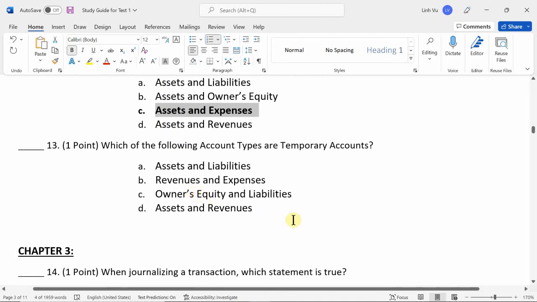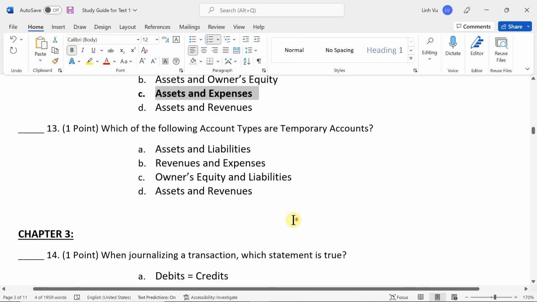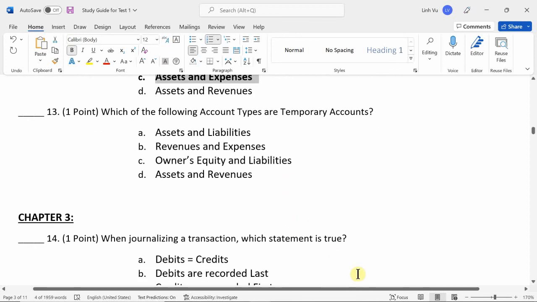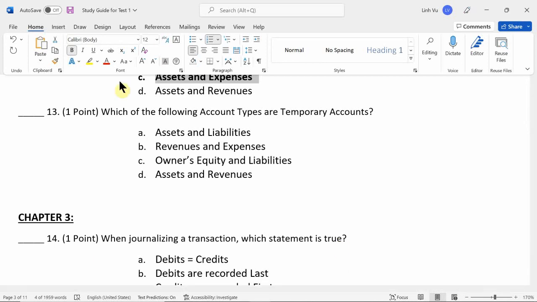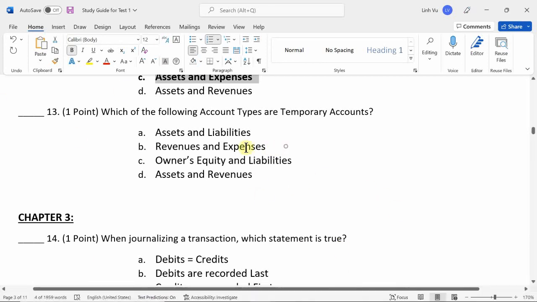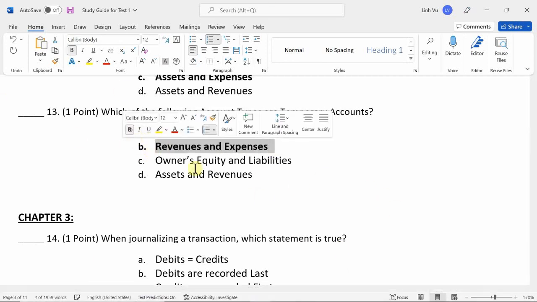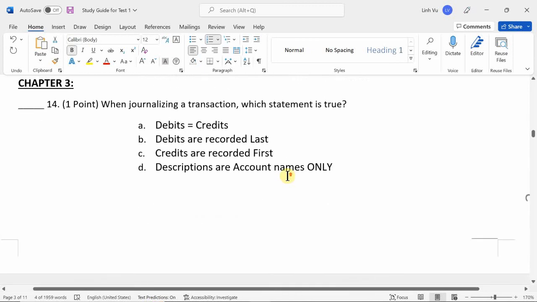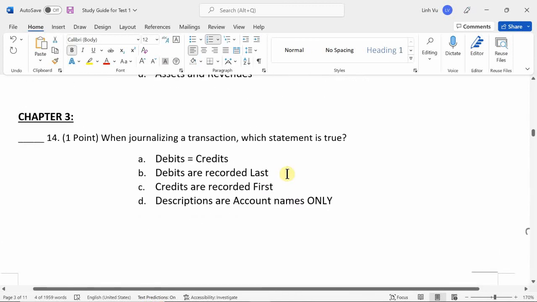Number 13. Which of the following account types are temporary accounts? Revenue and expenses. Revenue and expenses. Good job. Okay. Now we're moving into chapter 3. Okay. When journalizing a transaction, which statement is true?